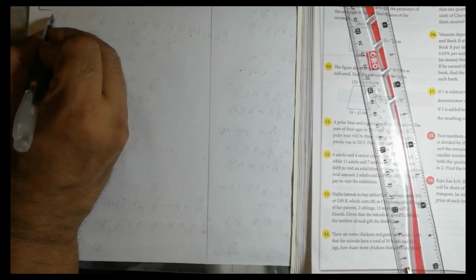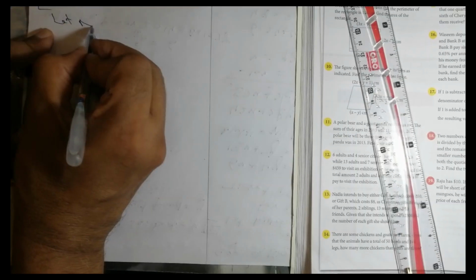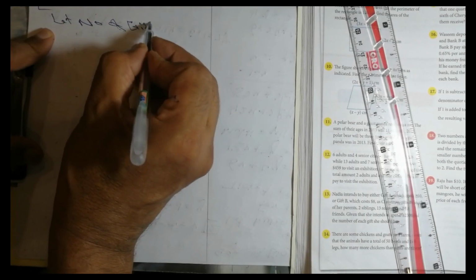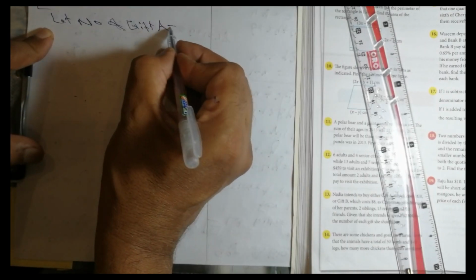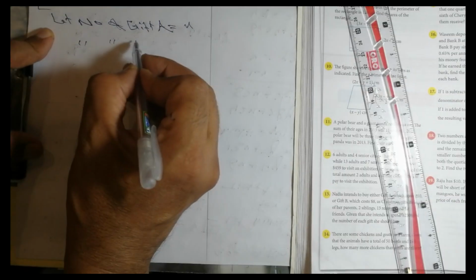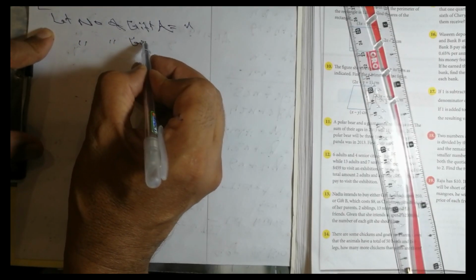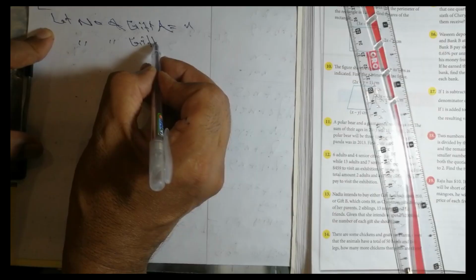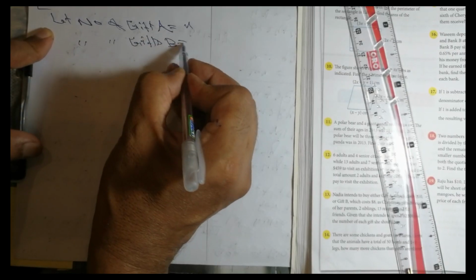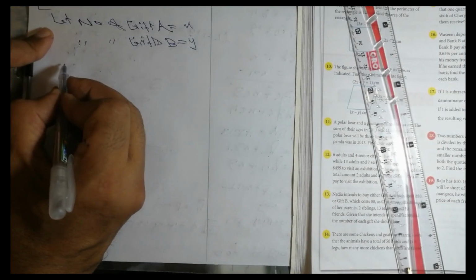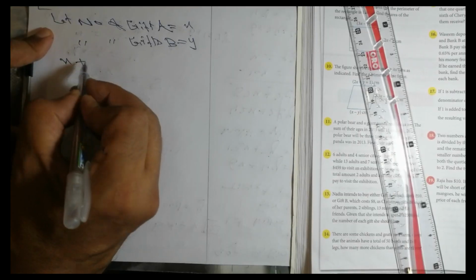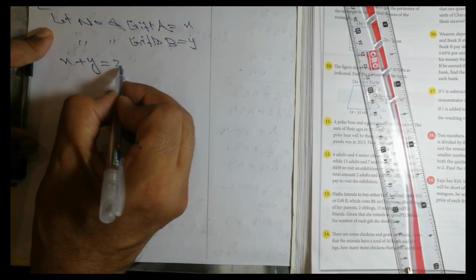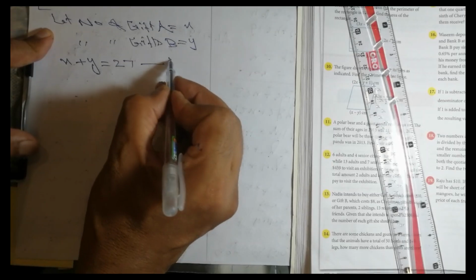Let the number of A type gifts be x, and the number of B type gifts be y. So the total gifts she needs to buy, x plus y, equal 27 for 27 people. So this is equation number 1.